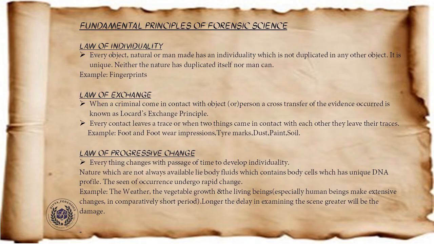Law of progressive change: everything changes over time. Nature, which is not always available, like body fluids, which contain body cells, which have a unique DNA profile. The scene of occurrence undergoes rapid change. For example, the weather, the vegetation growth, and living beings, especially human beings, make extensive changes in a comparatively short period. The longer the delay in examining the scene, the greater will be the damage.